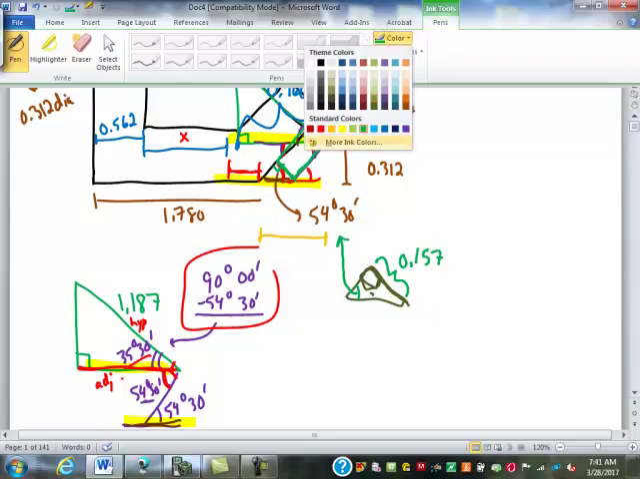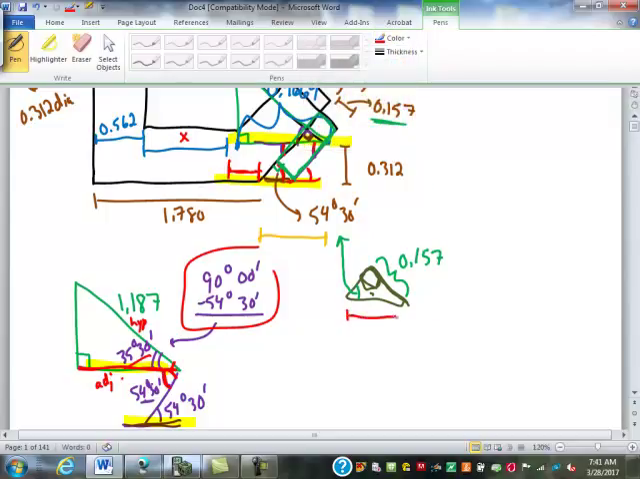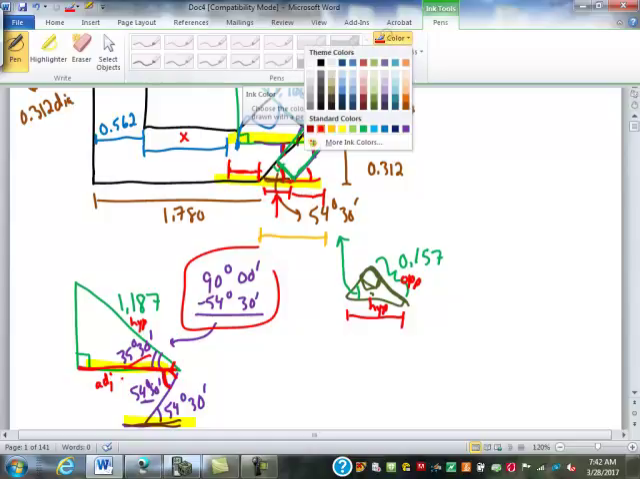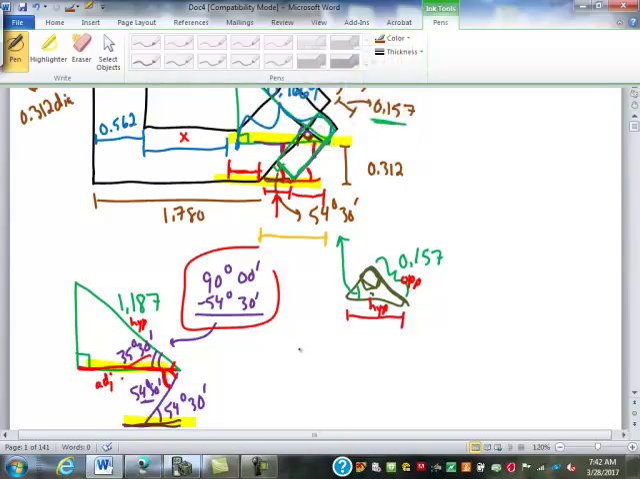What I need is this side here. That's one of the pieces I got to subtract out. I'm going to subtract out that piece, and I'm going to subtract out that piece. We're looking at this one right now. So that's the hypotenuse there. This would be the opposite side is the 0.157. So I have opposite and hypotenuse is sine.